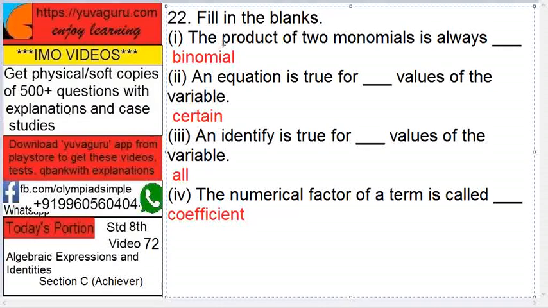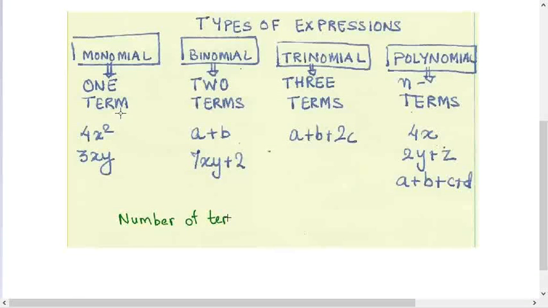Fill in the blanks. The product of two monomials is always binomial. Why? Sorry, it should be the product of two monomials is always monomial. Why? What is monomial, binomial, trinomial? Let's see this in simple terms.